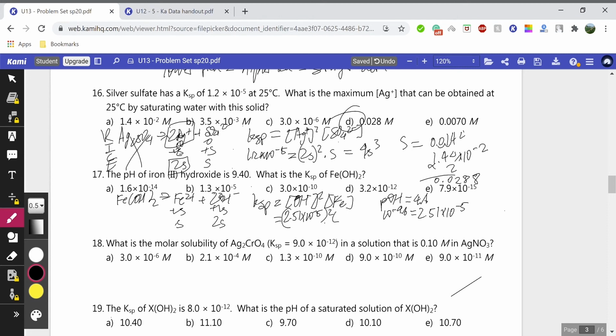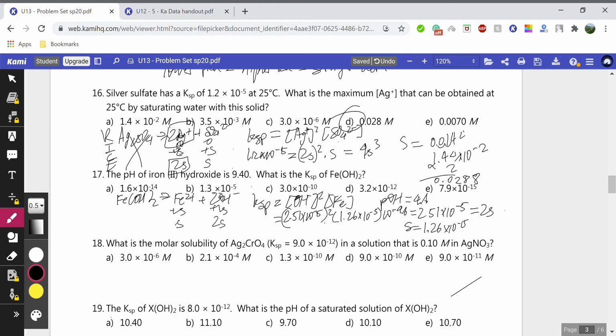Multiply that by 1s. What is the value of 2s? This is equal to 2s. So 1s will be 2.51 times 10 to the negative fifth divided by 2. So divide the previous answer by 2 and that will give you s equal to 1.26 times 10 to the negative fifth. So over here we'll plug in 1.26 times 10 to the negative fifth.